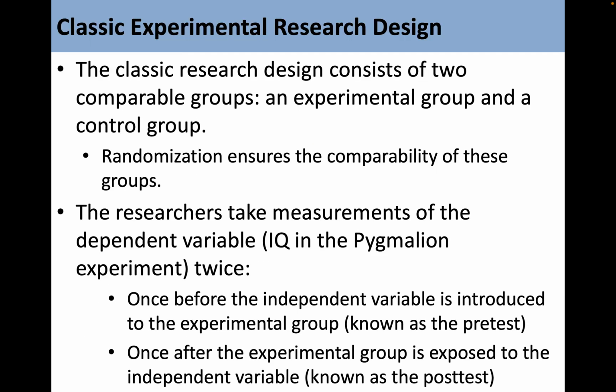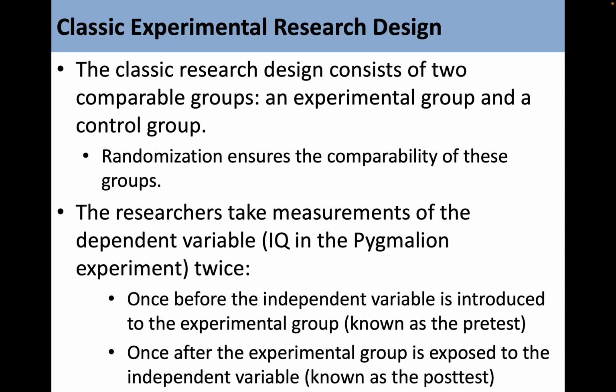The classic research design consists of two comparable groups, an experimental group and a control group. Randomization ensures the comparability of these groups. The researchers take measures of the dependent variable, IQ, in the Pygmalion experiment. That's what they call this, Pygmalion. Pygmalion was a play written by George Bernard Shaw. My Fair Lady came out of Pygmalion. It's about the same story. I'm not sure why they changed the name.